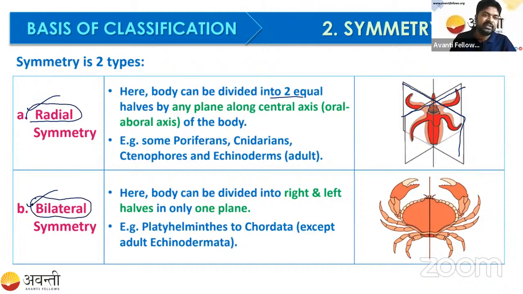Next one is bilateral symmetry. In bilateral symmetry, only the right and left parts, in one plane, are the same. For example, humans also have bilateral symmetry because our left part and right part are the same. Here you can see examples of radial symmetry: first is the porifera, next the cnidarians, the ctenophores, and the echinoderms. Next, the examples for bilateral symmetry are platyhelminthes to chordata. These organisms contain bilateral symmetry. Only echinoderms do not have bilateral symmetry as adults. We will discuss it later.